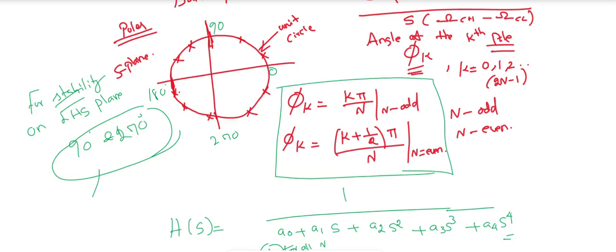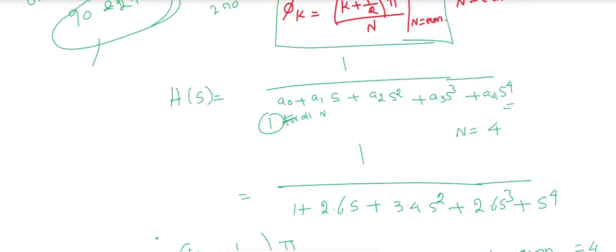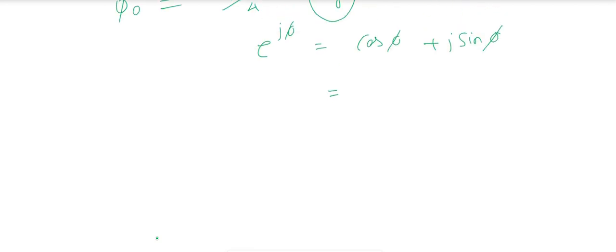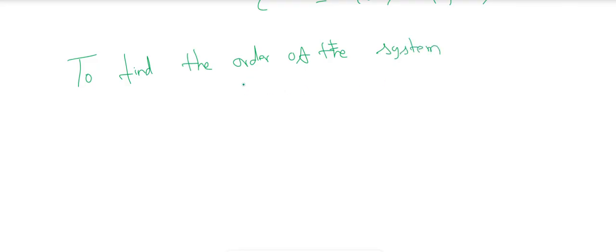Now, in order to find the order of the system, in some other books the notations will be different. I will also tell you how to find the order of the system function. You know the magnitude response of the frequency response of the Butterworth low pass filter.